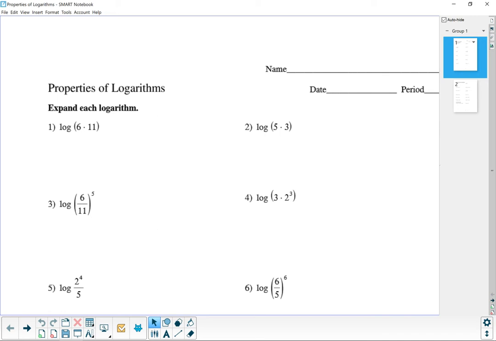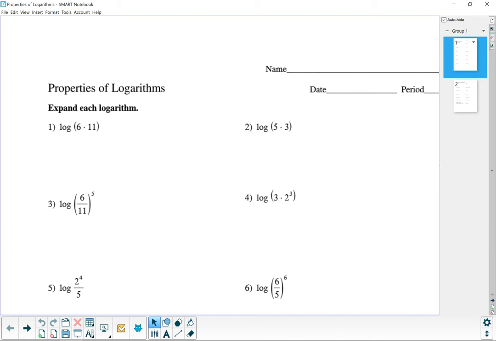All right, folks, today we're doing properties of logarithms. We're going to use the four properties that we learned in class today: the change of base, the product, the quotient, and the power. Okay, so this first one, it's going to be log of 6 times 11.